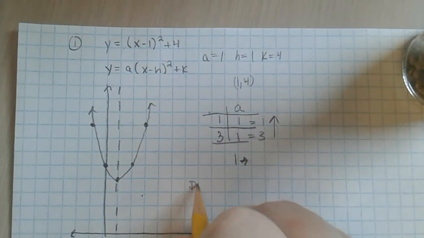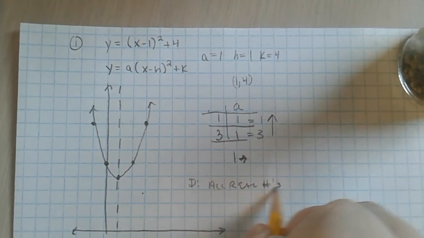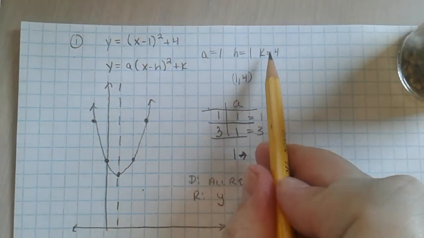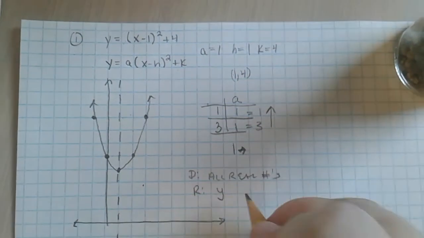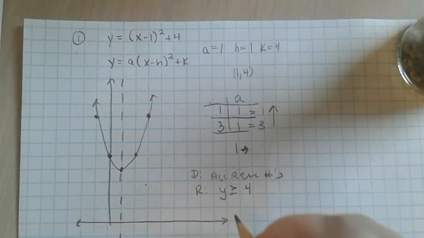Last thing I need to do is state the domain and range. We said the domain is always going to be all real numbers, always. The range always deals with the y-coordinate of the vertex. It's the k value. Okay, so this one opens up, so it's y greater than or equal to 4.